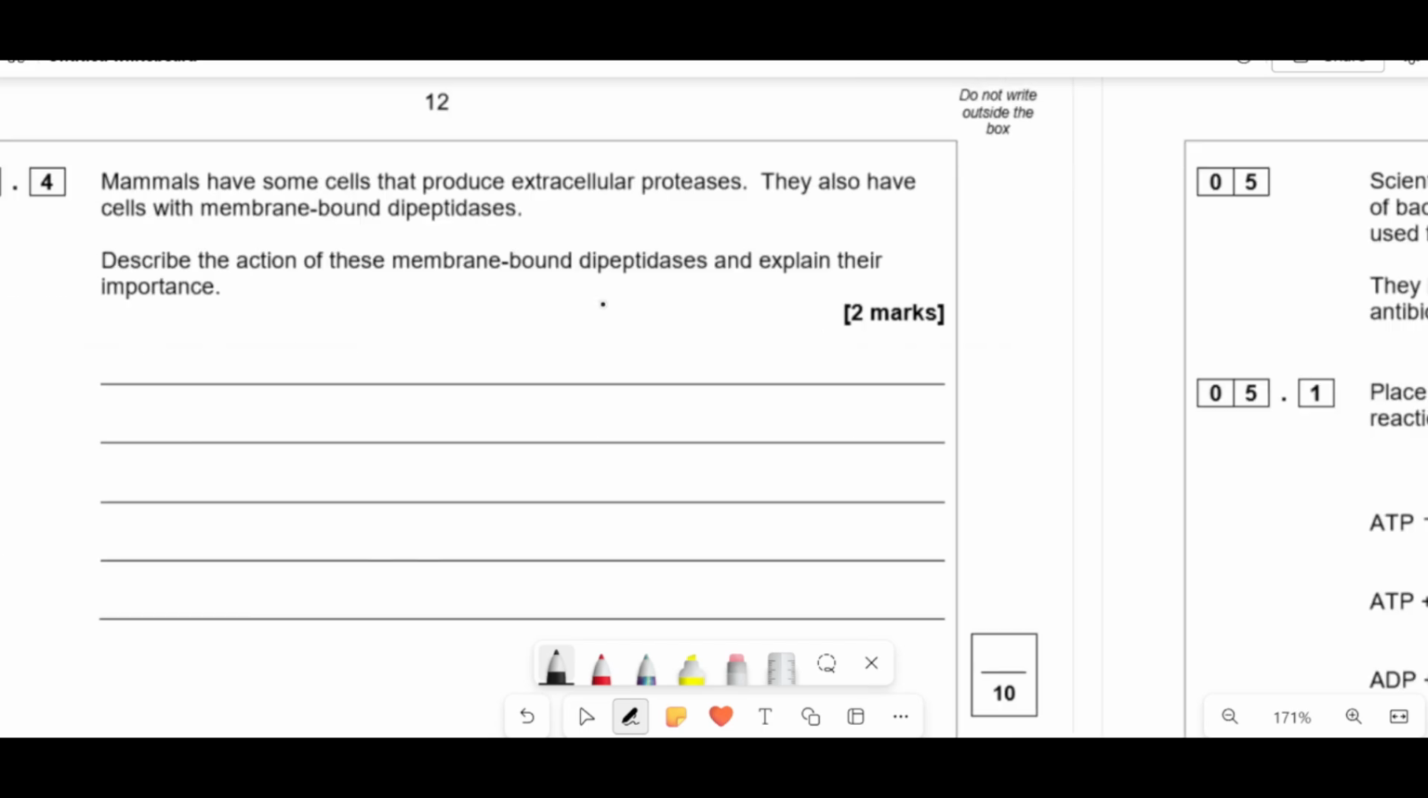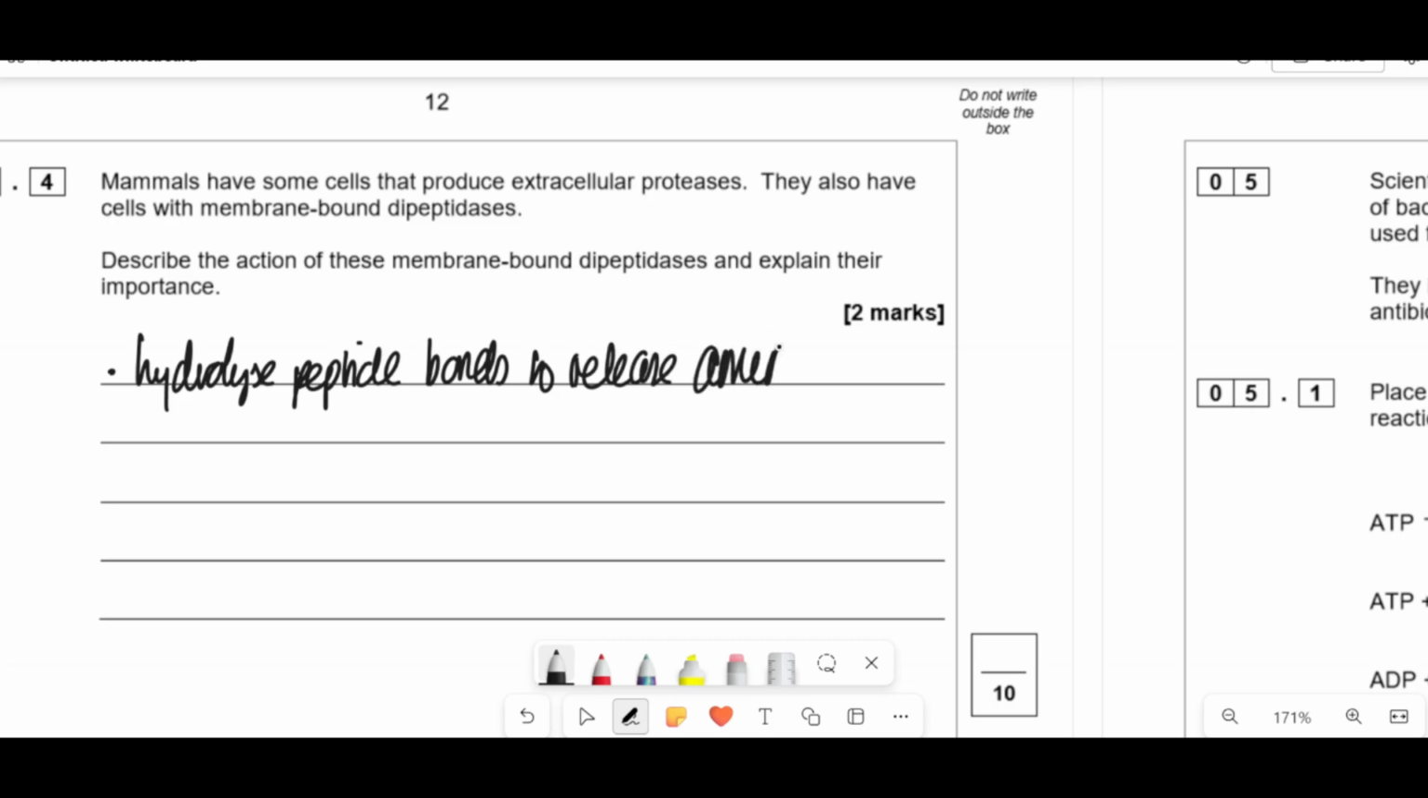Mammals have some cells that produce extracellular proteases, but they also have membrane-bound dipeptidases, and it says describe the action of membrane-bound dipeptidases and explain their importance. So a lot of people will either describe one thing and leave it there. Like, describe the action. Number 1 is what they do is they hydrolyze peptide bonds. Remember, whenever you talk about breaking or making bonds, you need to say what it is, condensation, hydrolysis, and what type of bonds. So it hydrolyzes peptide bonds to release amino acids, right?